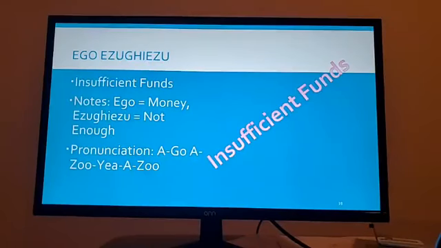Insufficient funds. So again, you see that word A-Goe. You're talking about money, but what about that money? You're describing the money with the second word. So A-Goe, money, then Zoo-Yea-A-Zoo, which means insufficient, meaning not enough. So you're saying money not enough, which means insufficient funds in English. So it's A-Goe Zoo-Yea-A-Zoo, insufficient funds.